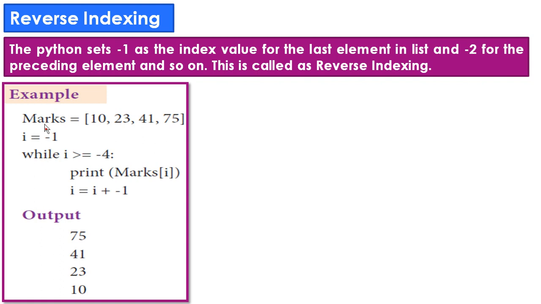Here is the example: marks equal to 10, 23, 41 and 75, I equal to -1. This is the starting value, that represents the index of 75. The test condition is I greater than or equal to -4. That means this loop is executed while I is greater than or equal to -4.